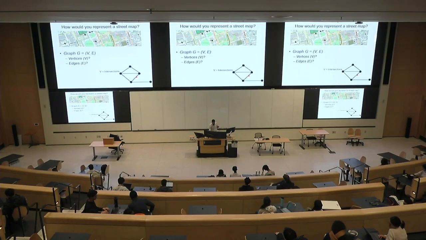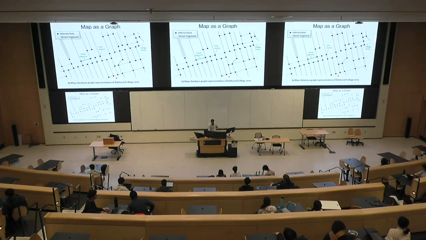So again, the V is the vertex in the graph, which is the intersection, and the street segments or city blocks will be the edges. Okay, so here is an example. Again, for example, this is College Street.